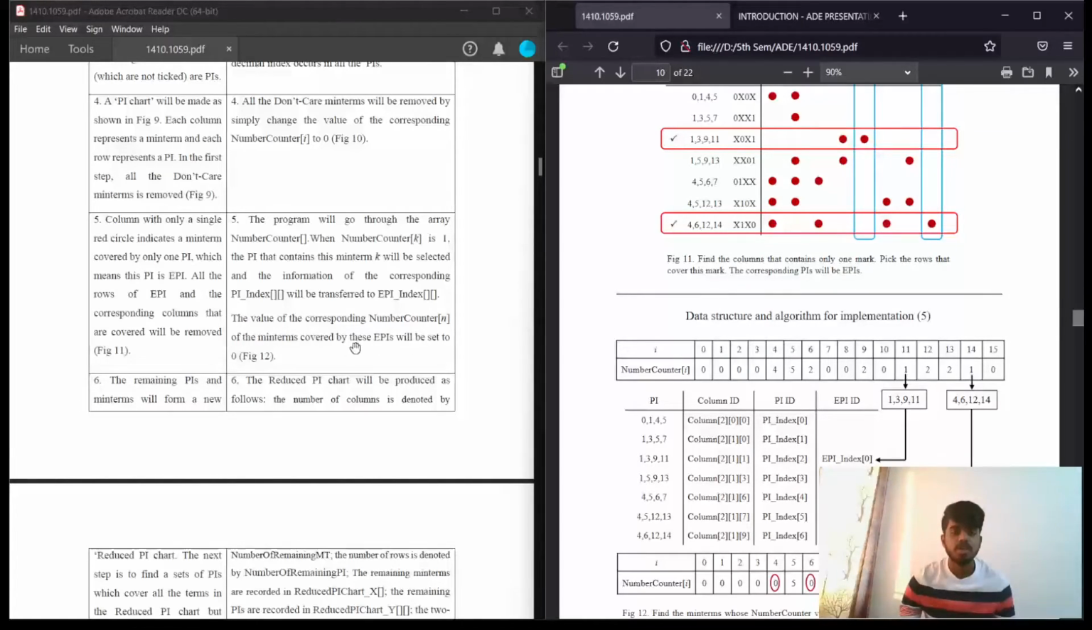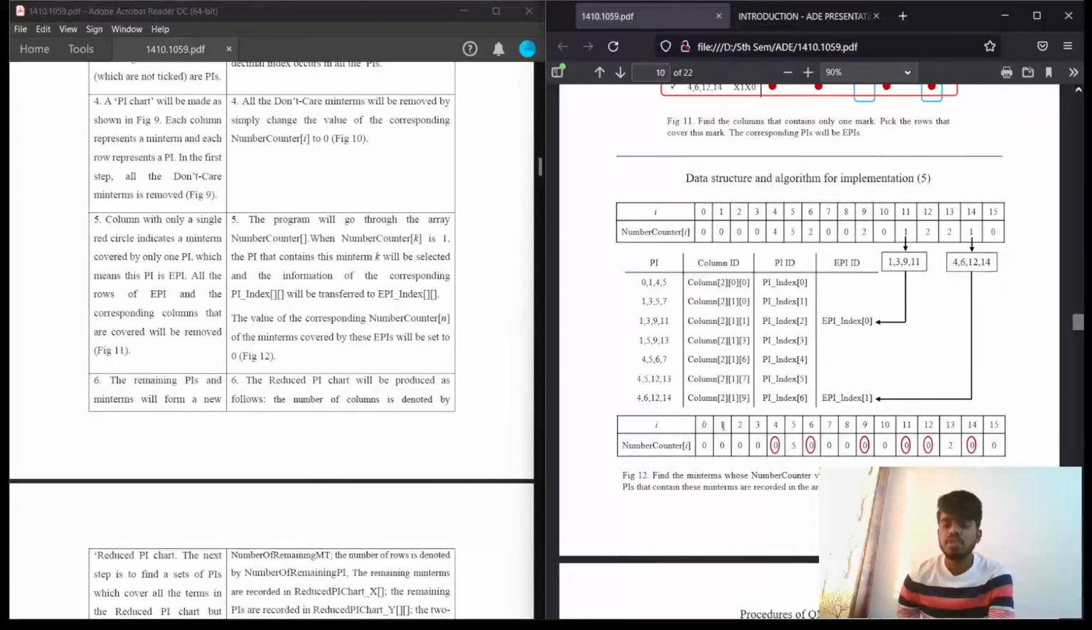The value of the corresponding number counter of the min terms covered by these EPIs will be set to 0. That means, remember, this 11 is being covered by 1, 3, 9, and this 14 is covered by 4, 6, 12. So in the number counter, 4, 6, 12 and 1, 3, 9 were set to 0. Whatever these essential prime implicants cover, all these are set to 0. So here 1, 3, 4, 6, 9, 11 and 12, all these are set to 0.